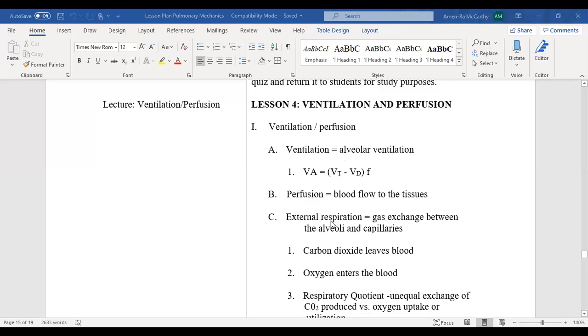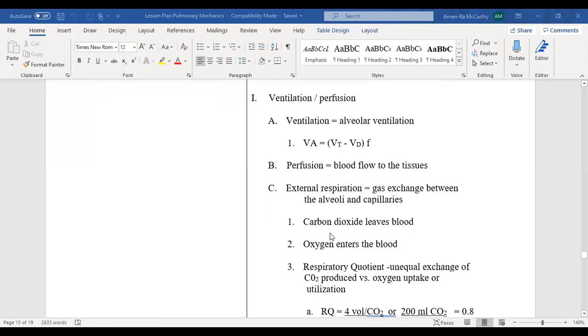External respiration. We already learned that external respiration is gas exchange between the alveoli and the capillaries, right? The alveoli are in the lungs. The lungs' number one purpose is external respiration. What happens in that external respiration? Carbon dioxide leaves the blood and oxygen enters the blood. That's gas exchange, right? That deoxygenated blood returns to the heart via the superior and inferior vena cava, right? Full of CO2 and a little bit of oxygen.